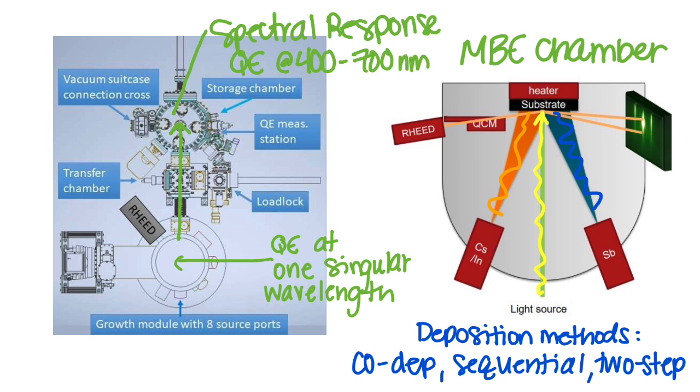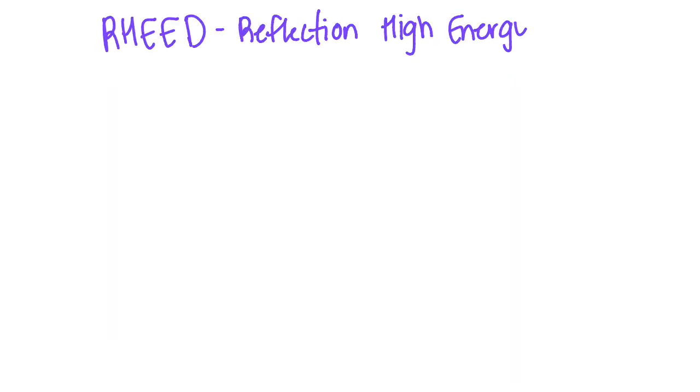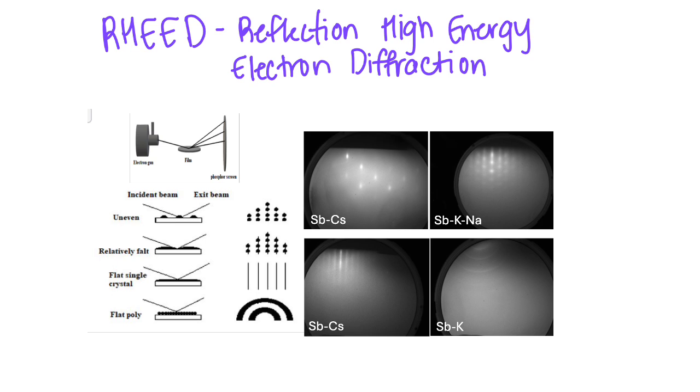Once the growth is completed, we transfer the sample to the storage chamber to take the spectral response, where we measure the QE at wavelengths from 400 to 700 nanometers. We also look at the RHEED, which stands for Reflection High Energy Electron Diffraction, to monitor the crystallinity of our samples. The electron gun hits the film and diffracts onto the screen to show crystal patterns. We ideally want flat single crystals like the one circled, as we believe that will lower the MTE.